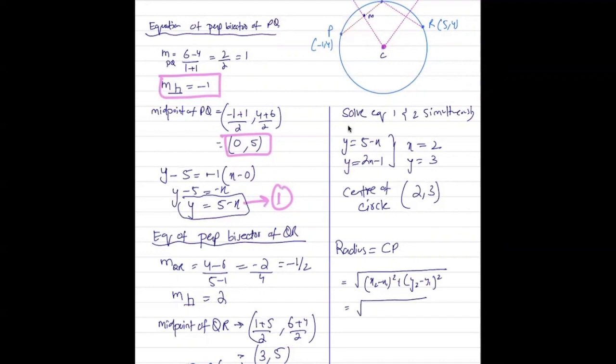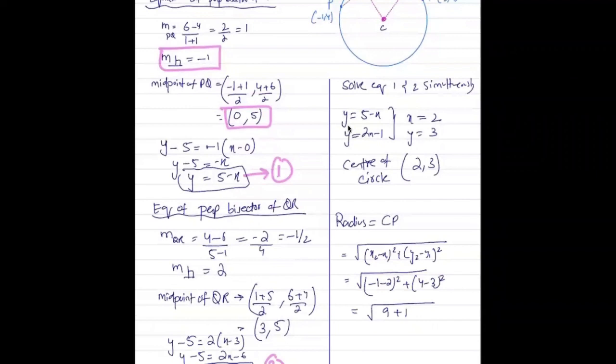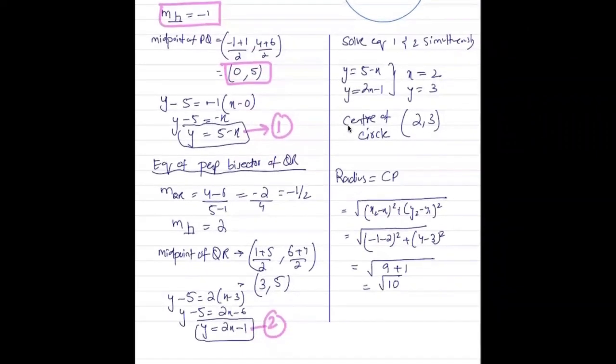So I'm taking CP. So minus 1 minus 2 the whole thing squared plus 4 minus 3 the whole thing squared. 3 squared is 9, plus 1. So the radius comes out to be square root 10. Therefore, the equation of the circle is going to be x minus 2 the whole thing squared plus y minus 3 the whole thing squared equals r squared. So r squared is going to be 10.